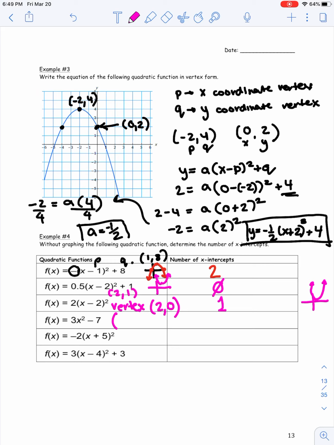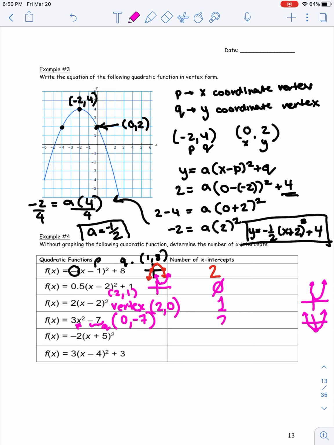This one here, the vertex, there's no P because there's nothing in brackets with it. So that means the P value is 0. And then this is your Q value of -7. So again, we're plotting 0 and -7, which would be about down here. And since this is upwards, it's going to touch the x-axis twice.